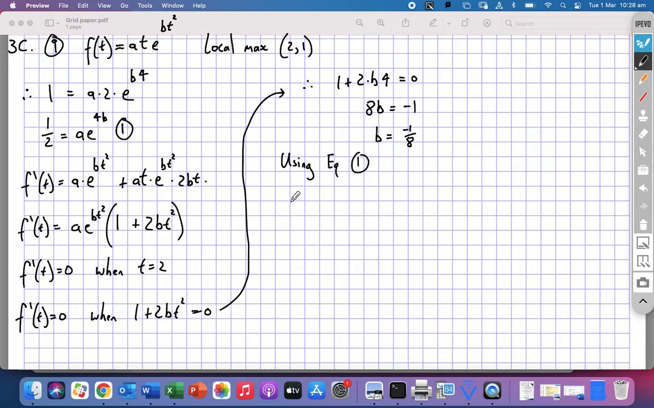Using equation 1, I could say that 1 on 2a is e to the power of 4b. Or I could say that a equals 1 on 2 e to the power of 4b. So I'm just doing a bit of rearranging to get an a equals, because that's what I needed. And I'm just checking that I did that right.